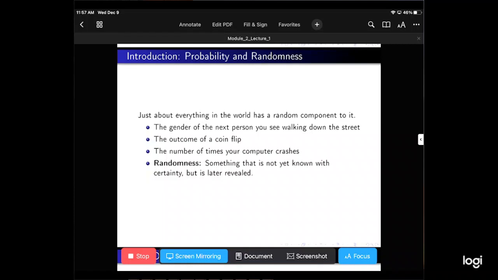A coin flip, that's a sort of standard example of a random variable. We don't know the outcome of the coin flip if it's a fair coin. A roll of a dice, the number of times your computer crashes per year. So the definition of randomness is something that is not yet known with certainty but is later revealed.